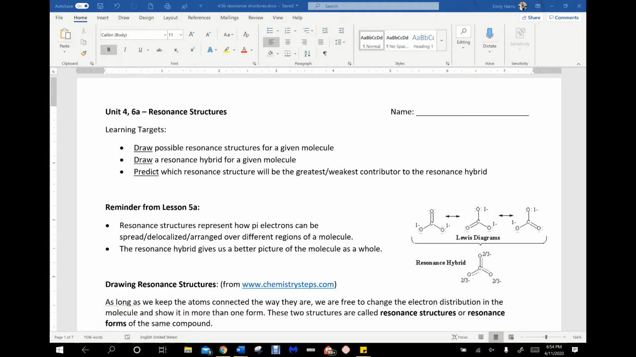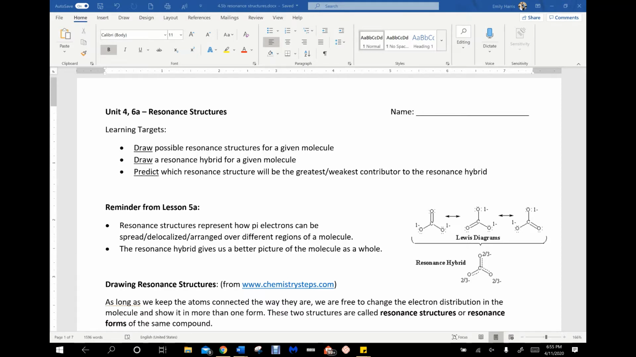So welcome to our next lesson on resonant structures. We kind of introduced this in the lesson on formal charge. But today our goal is to be able to draw the possible resonant structures for a given molecule and then draw a resonance hybrid. The last learning target we'll save for the next lesson, since we'll break this lesson into two different parts.